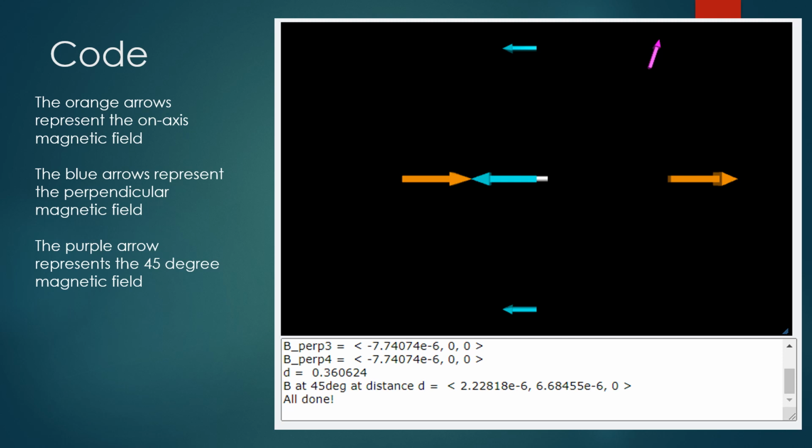This is the GlowScript model. The orange arrows represent the on-axis magnetic field, the blue arrows represent the perpendicular magnetic field, and the purple arrow represents the 45-degree magnetic field.